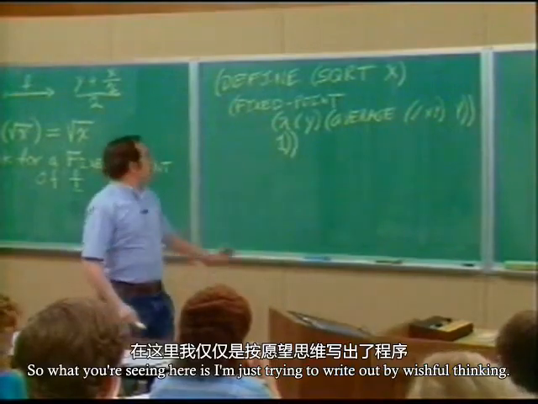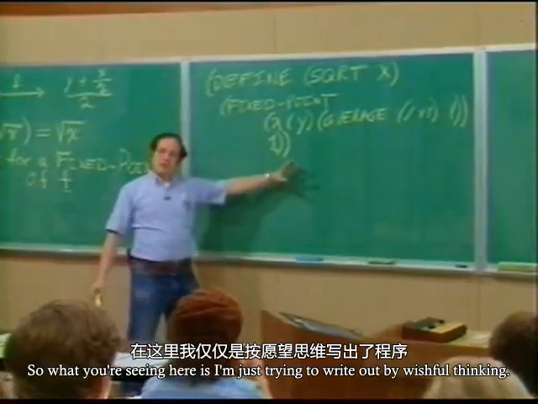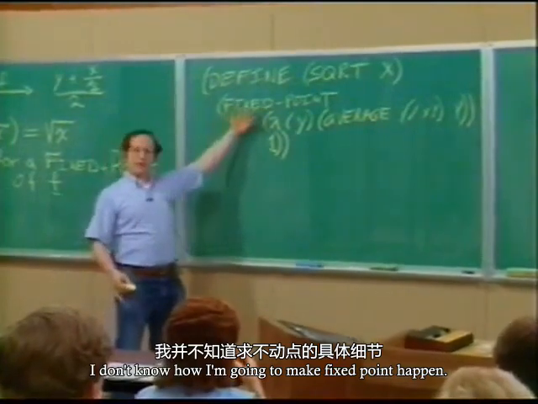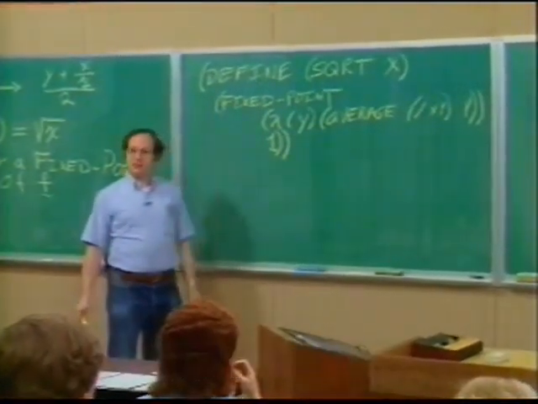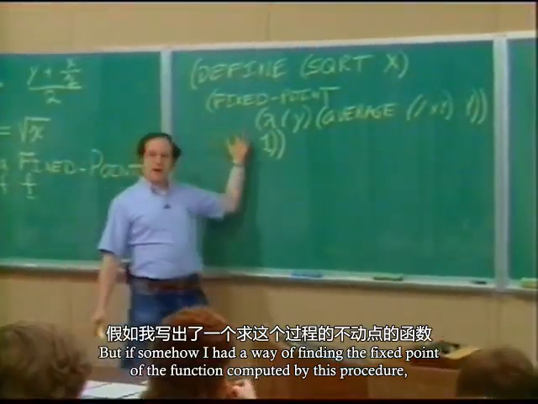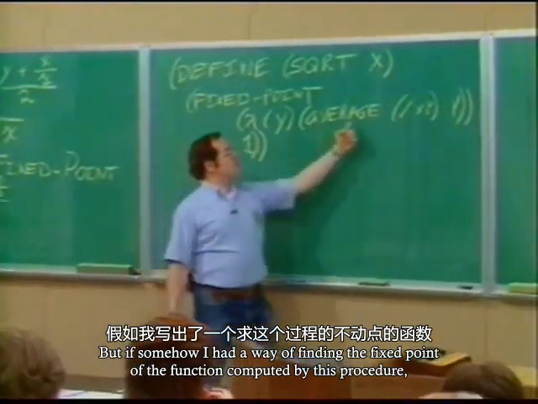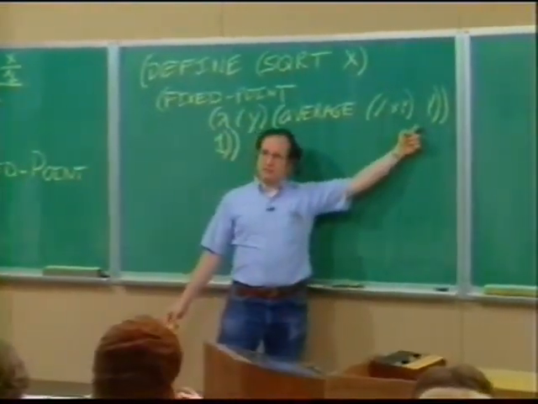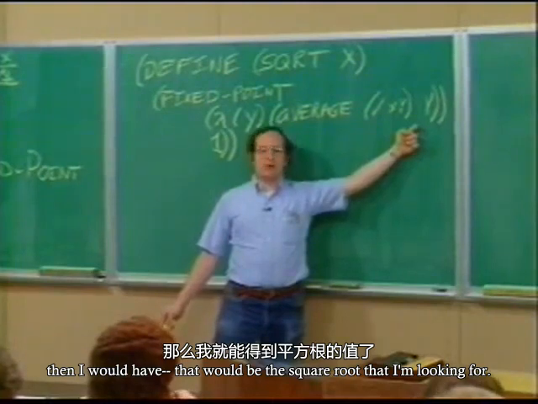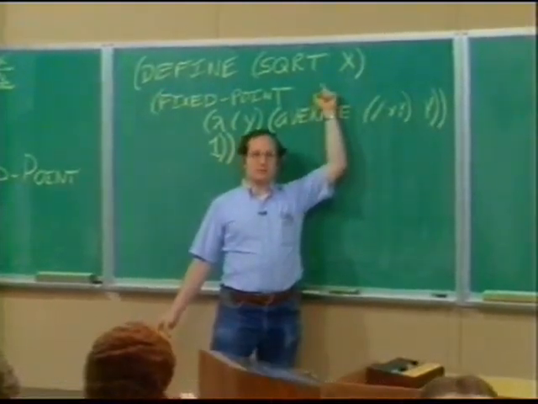Okay. So what you're seeing here is I'm just trying to write this out by wishful thinking. I don't know how I'm going to make fixed point happen. We'll worry about that later. But if somehow I had a way of finding the fixed point of the function computed by this procedure, then that would be the square root that I'm looking for.